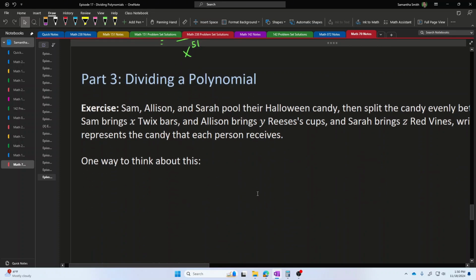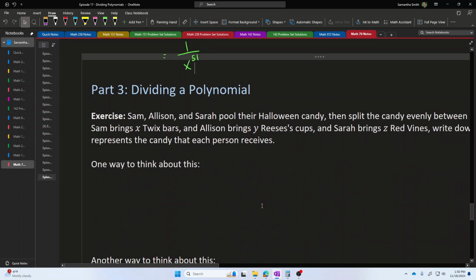For a real world example, suppose that I had me and my friend Allison and my friend Sarah, and we have our leftover Halloween candy, and we're bringing it together. We're making one big pile out of the Halloween candy, and then we're splitting the candy evenly between the three of us. Now, my favorite candy are Twix bars, so I'm going to bring Twix bars to the pile, some unknown quantity, x. Allison is going to bring Reese's cups. We don't know how many, we're just going to call it y. And Sarah is going to bring red vines. We don't know how many, so we're just going to call it z, a variable representing that unknown number.